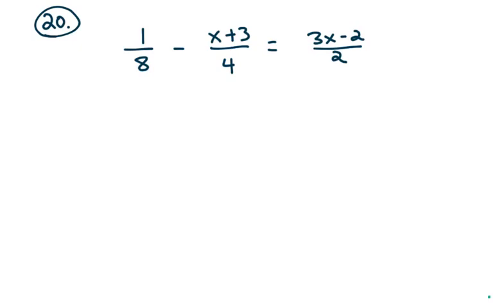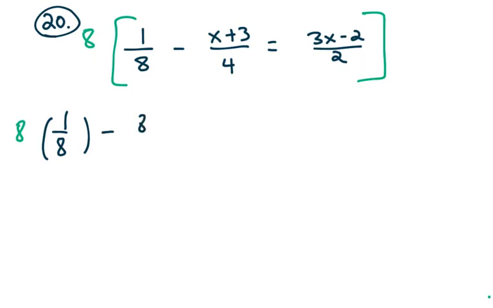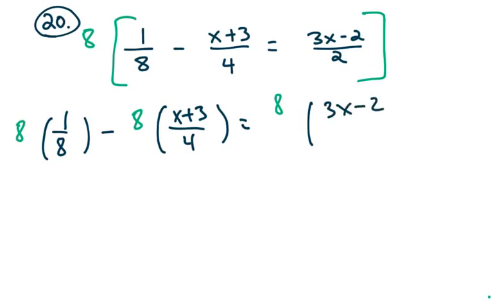Okay, so let's take some action on this. What are we going to multiply through by to get rid of 8, 4, and 2? Hopefully you said 8. So we have 8 times 1/8 minus 8 times x plus 3 over 4 equals 8 times 3x minus 2 over 2. And these will kindly divide out.